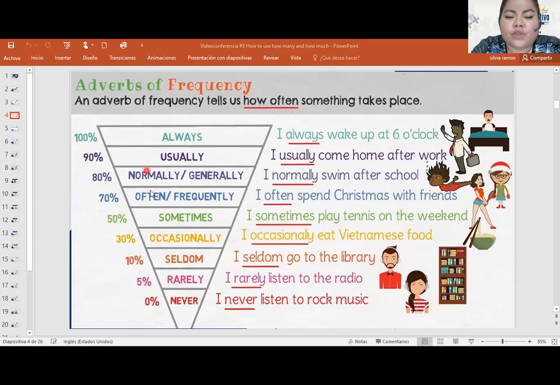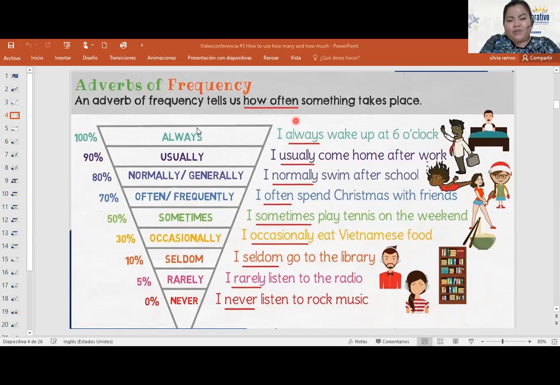Then we go here with the others until things that we never do. That means 0% of the time. For example, I never eat requesón. I hate that. Guacala, right? I never eat requesón with tortillas. No, I hate that. That is gross. Qué feo ese volado, okay.